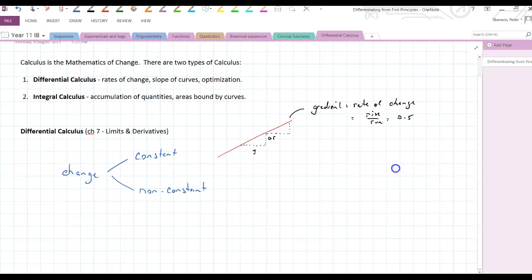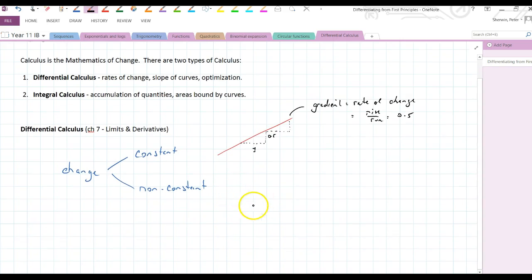For non-constant change, if it's not linear change, as in it's not always the same, then what do we have here? We're going to have a curve. So if we've got a curve, how do we measure the change? Because the rate of change is by definition changing. So what do we do about that? Well, we've got a few options.